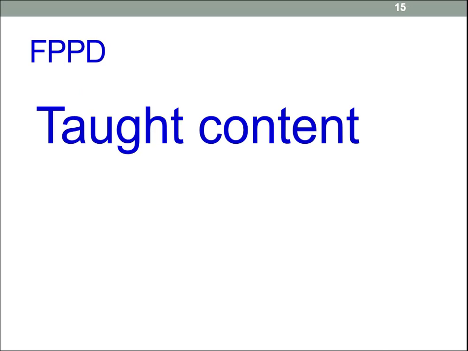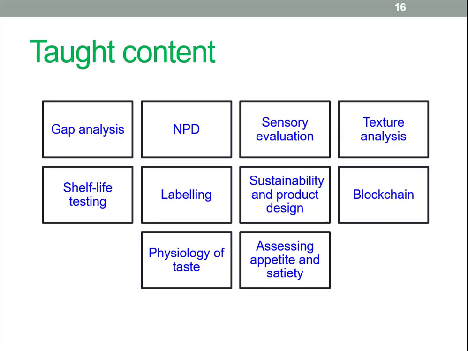Okay, so the taught content. This module was formerly a final year module, but we've revamped it in a new degree framework. So instead of having 2 assessments, you only have 1, which is the open book exam. Previously, they used to do a report and gap analysis. I'll explain what that is in a second. It's going to be focused on new product development. We're going to look at sensory evaluation, texture analysis. They tend to come together. We'll be doing them in the lab, so Heidi will be anyway. We'll look at shelf life testing and labelling, another group that come together, and then sustainability and product design and blockchain. Again, I'll talk about it in a second.